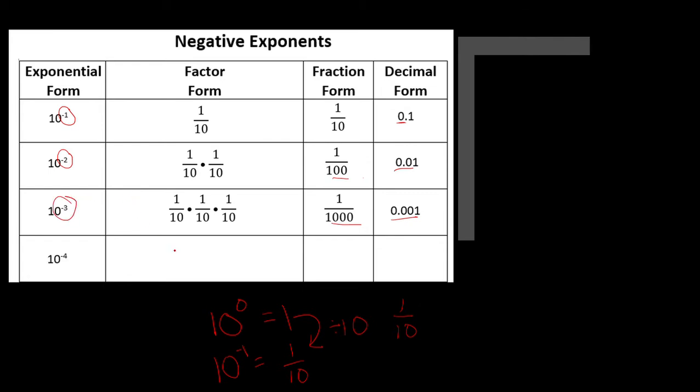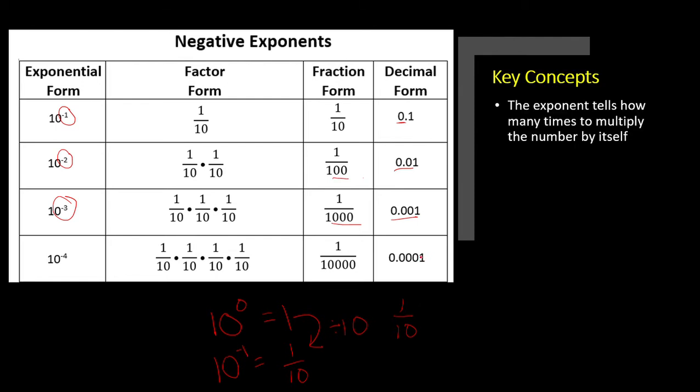10 to the negative fourth, that means we're multiplying 1/10 by itself 4 times. There are a total of 4 zeros in the denominator, which is 1 over 10,000. So as a decimal, that's read 1/10,000ths. There are 3 key concepts that I'd like to go over. You probably have caught on to what these are already.